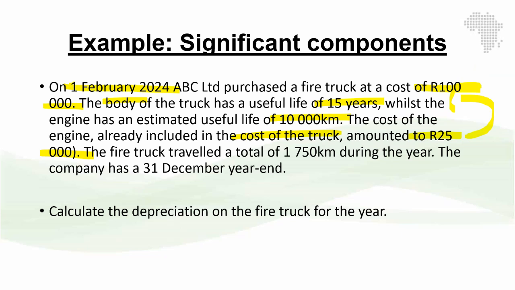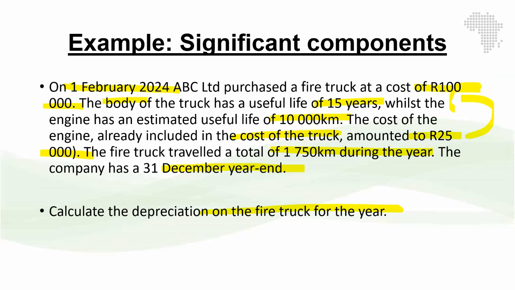And then it says the fire truck traveled a total of 1,750 kilometers during the year. The company has a 31 December year end. So what do we need to do? We need to calculate the depreciation on the fire truck for the year.